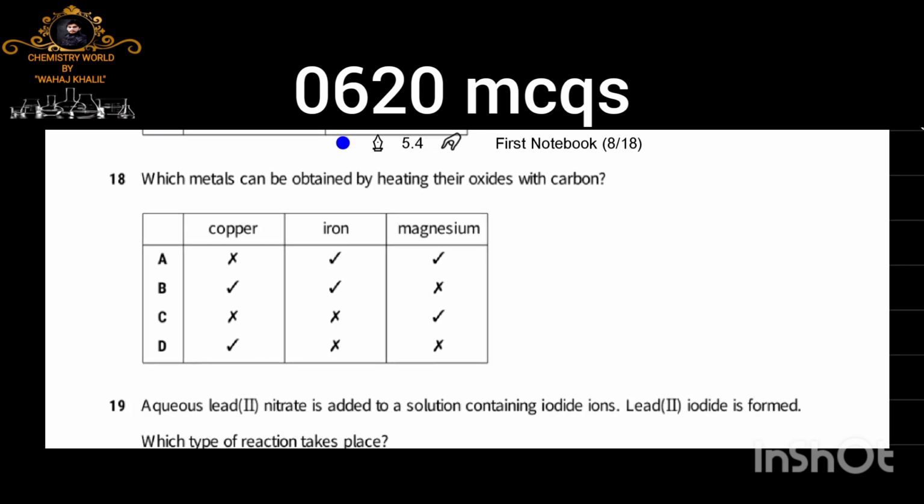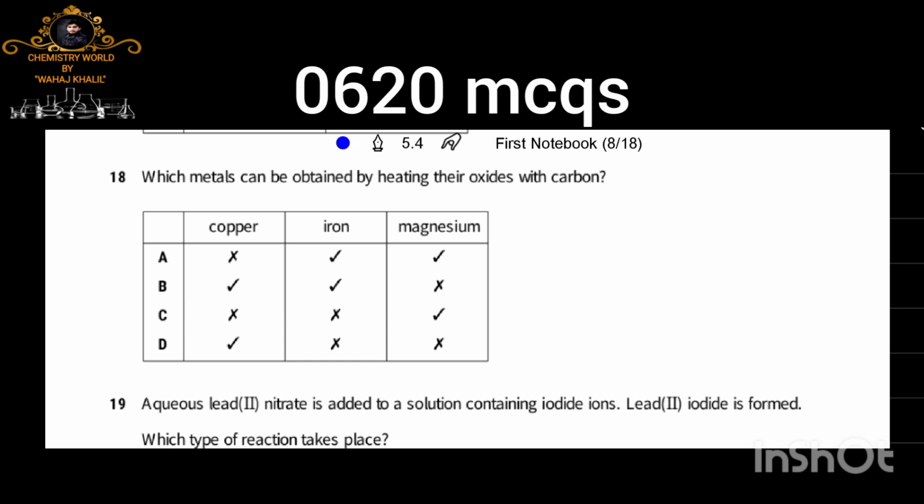For the MCQ number 18, which metals can be obtained by heating their oxides with carbon? Copper, yes, copper, iron, right, magnesium, no, magnesium can't be obtained by heating its oxide with carbon. The metals obtained by the reaction of their oxides with carbon are transition metals. So here the transition metals are copper and iron. They are obtained by heating their oxides with carbon, but magnesium can't. So option B is the right choice.